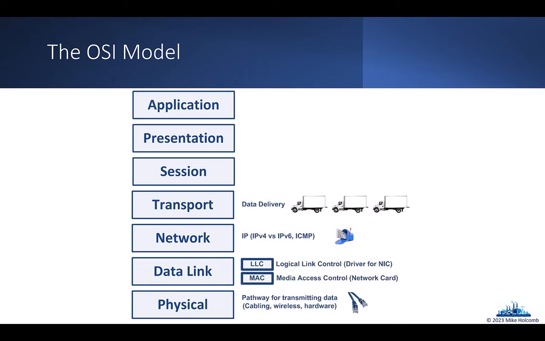But that's where TCP and UDP live. So when we talk about making a connection to a remote port on a destination system, like I'm going to TCP 80 or TCP 443 to browse a website, right? That's happening at the transport layer with TCP.